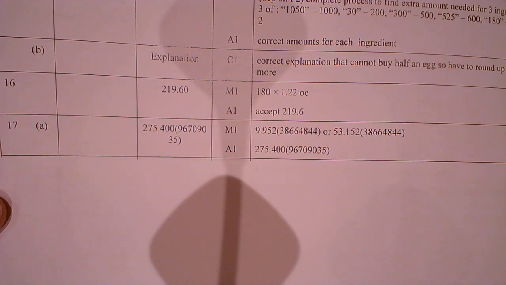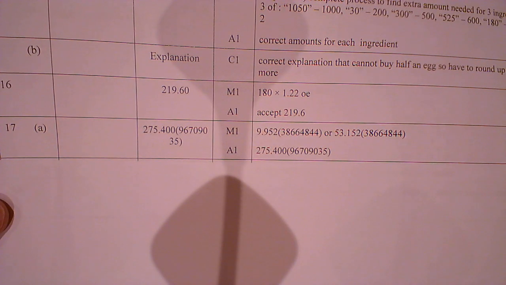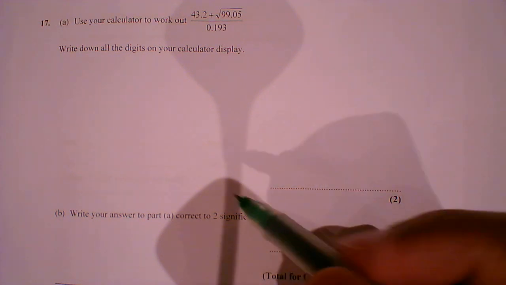(275.400) and then a method mark for 9.95 or 53.1. With this question, if you know how to use your calculator, you'll be able to display that number. If you are not comfortable with your calculator, I'm going to show you how you do this one step at a time.